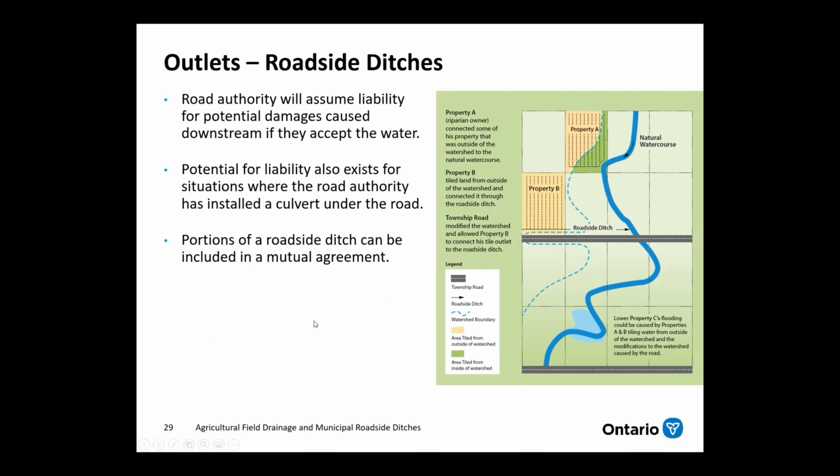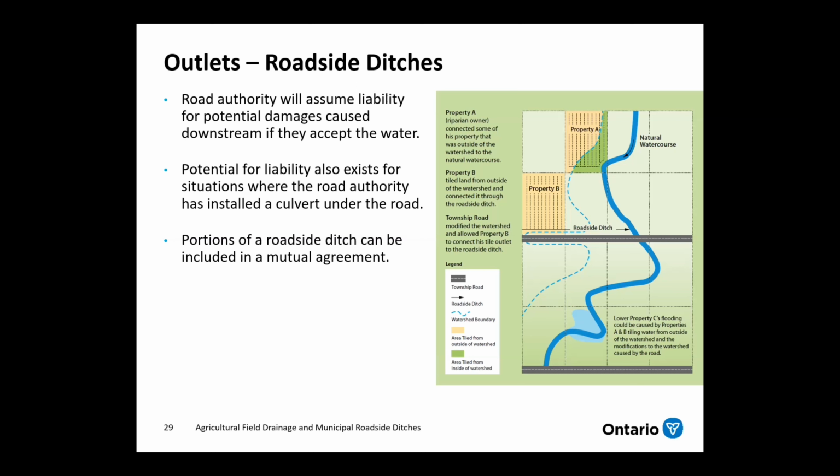The other thing to think about here is that the road authority will assume liability for potential damages that could be caused downstream if they accept the water. You may recall in an earlier slide, I talked about if the road has a culvert passing water from one side of the road under the road to the other side and property damage occurs or crop damage occurs downstream, the road doesn't have the obligation to accept the water, but once they do, they're now liable as well as the upstream owners for causing damage because they've accepted that water.